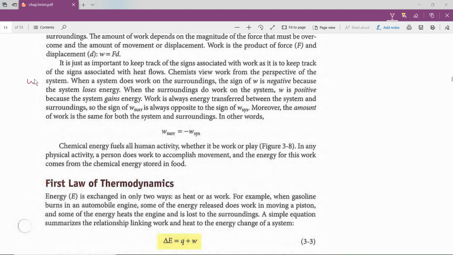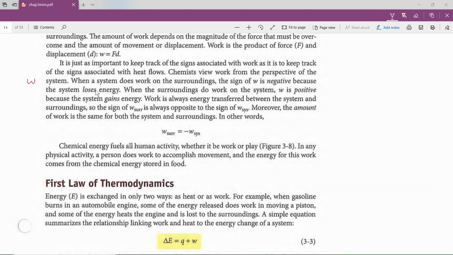Okay, so W stands for work. When the surroundings do work on the system, W is positive because the system gains energy. And that is just the convention that we are going to use for work. So there's a transfer. The work of the surroundings is the negative of the work of the system.